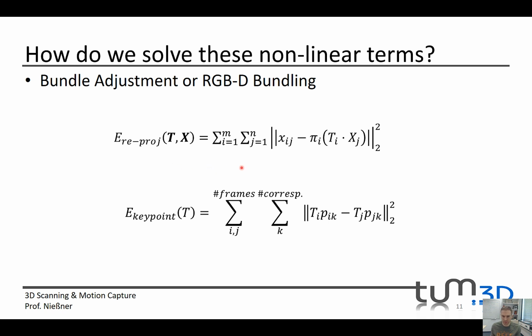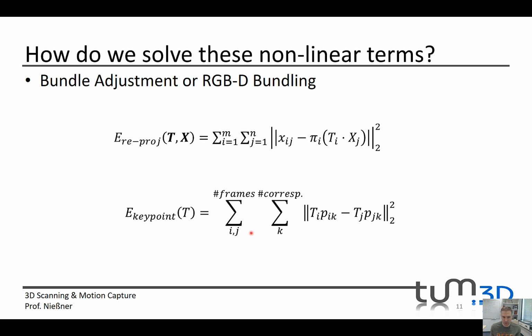We're optimizing for the reprojection error, which is basically two residuals, each in 2D. It's just the x and y coordinate of every matched point. We are optimizing here for t and for x, and we have a sum over a lot of these correspondences that we have found in practice. In 3D, or in the RGB-D case, it's a little bit easier because we don't have to optimize for the x's, we only optimize for the t's here.